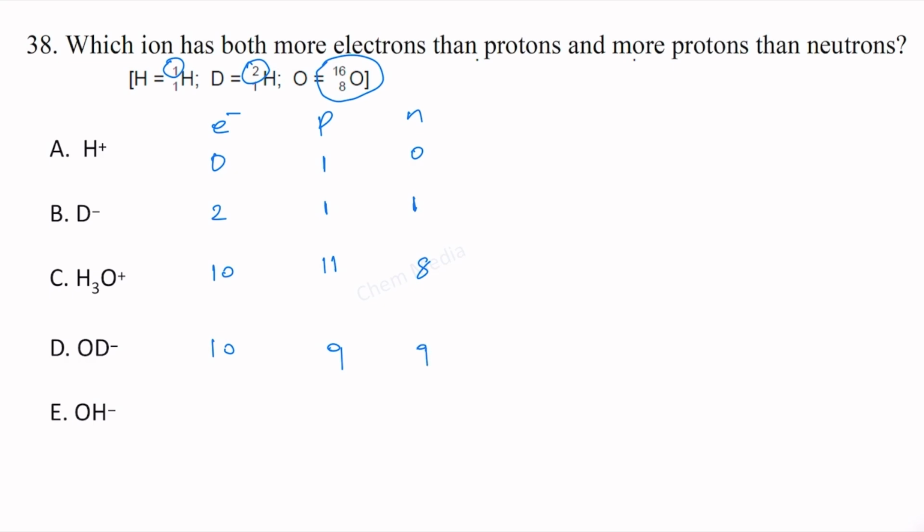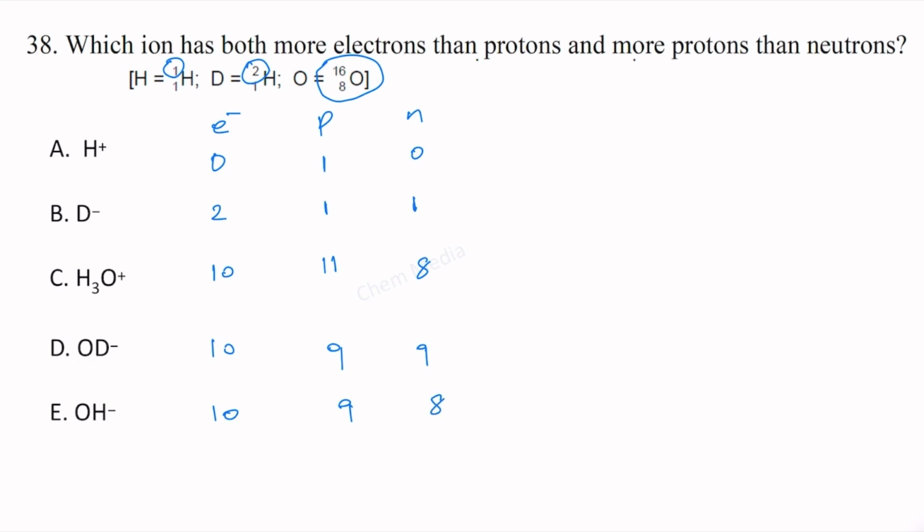OH minus. Oxygen atom will have 8 electrons. Hydrogen 1 electron, 8 plus 1, 9, but we have a negative charge and therefore the number of electrons will be 10 here. And then number of protons 8 plus 1 here, 9, and then the number of neutrons, it should be counted only from the oxygen atom and therefore 8.